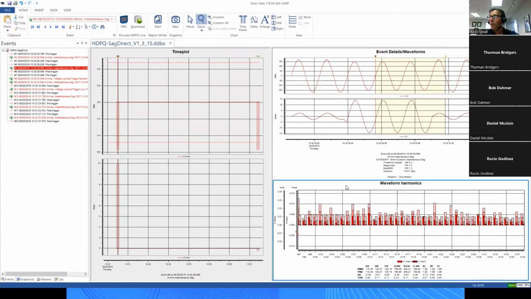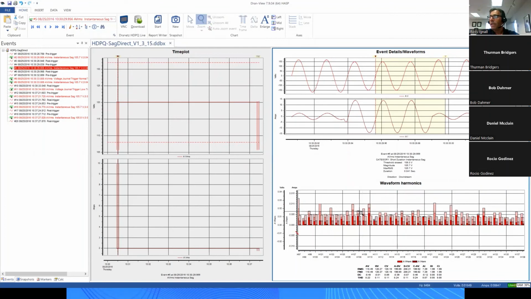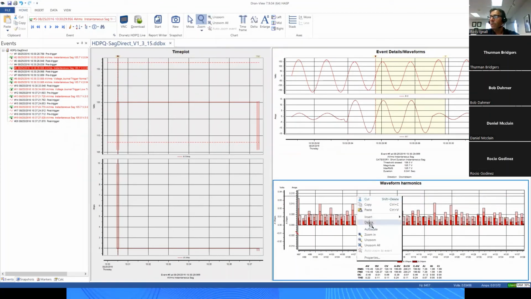Let's take this away. I'm going to right click and delete it just so we don't clutter the screen here. Oops, I have to highlight it and then go delete.